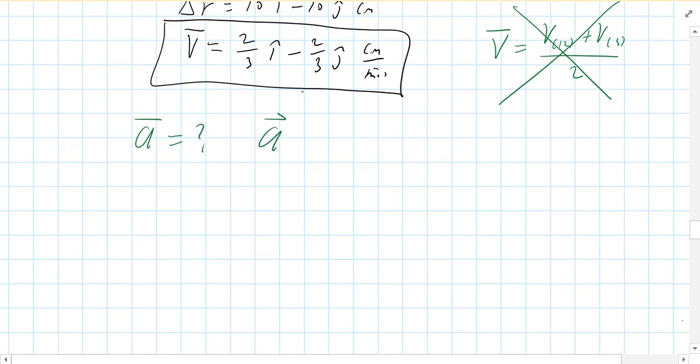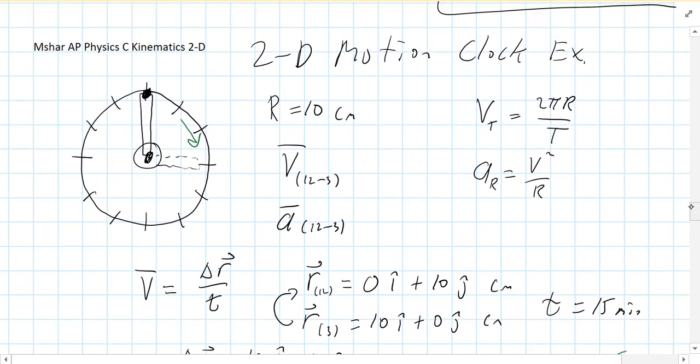Well, average acceleration is defined as change in velocity over time. So I need the change in velocity. I need the velocity at the noon position and the velocity at the 3 o'clock position of the tip of the minute hand. Now, I'm going to start with the noon position. When the minute hand is at the noon position, its velocity is to the right. So this is the V at the noon position.